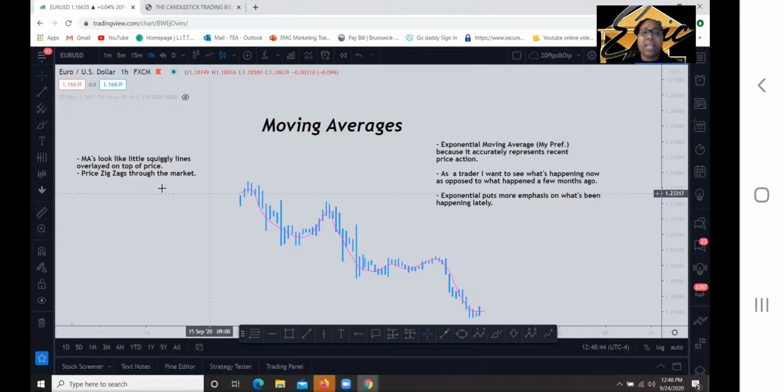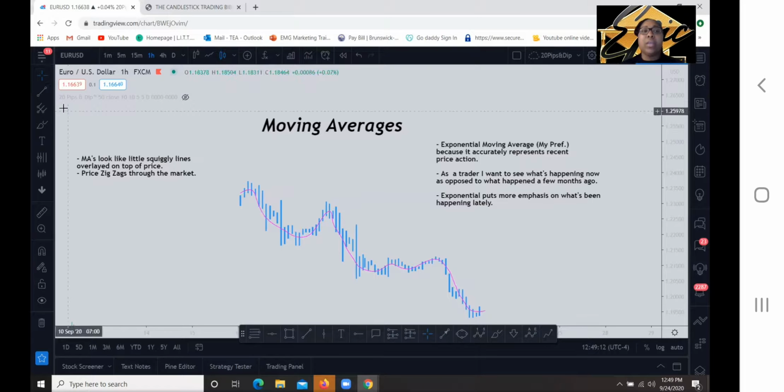So price, as we already know, zigzags through the Forex market, guys. Price moves up, it moves down, it moves sideways. So the moving average itself is actually taking the average of the last number of candles, depending on what moving average you're using. I personally use the exponential moving averages, which is my preference, right? Because it accurately represents recent price action.